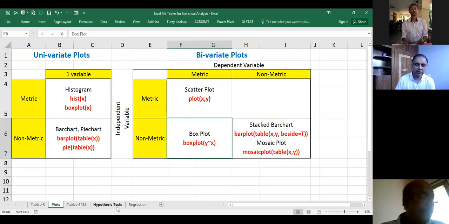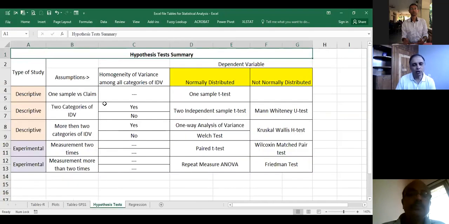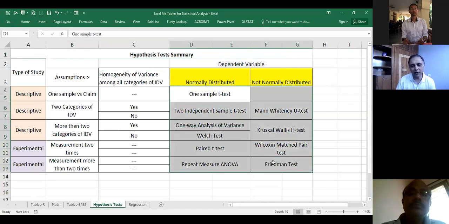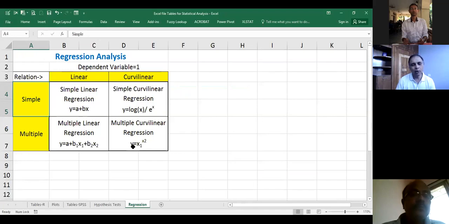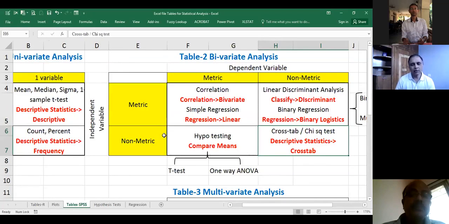Then maybe in some further lectures we will talk about hypothesis testing. There are 11 tests. We'll talk about it someday. And then we'll talk about regression also, the various forms of regression. So these are the things which I generally cover, but I was more interested in covering the fundamentals, the basics, friends.